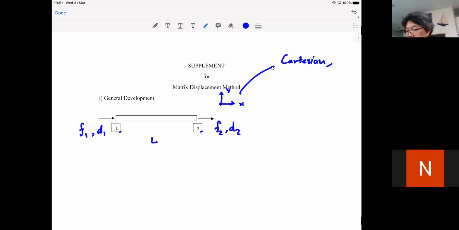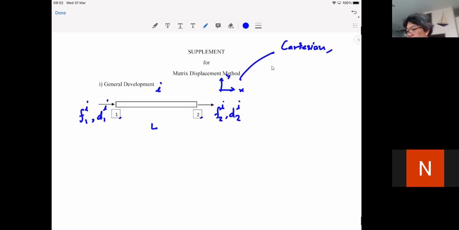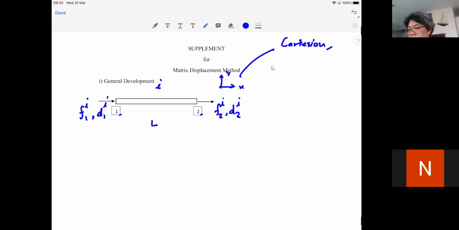So this is any member I, so I'm just going to add the superscript I to the force and displacement here. F1 is the force at node 1 of member I, and D1 is the displacement at node 1 of member I, and likewise for node number 2. Okay, so now in order to develop the relationship between force and displacement, I need to look at this again.